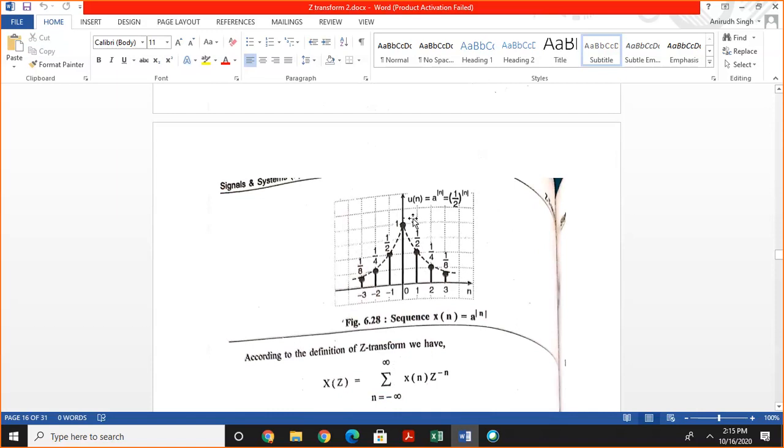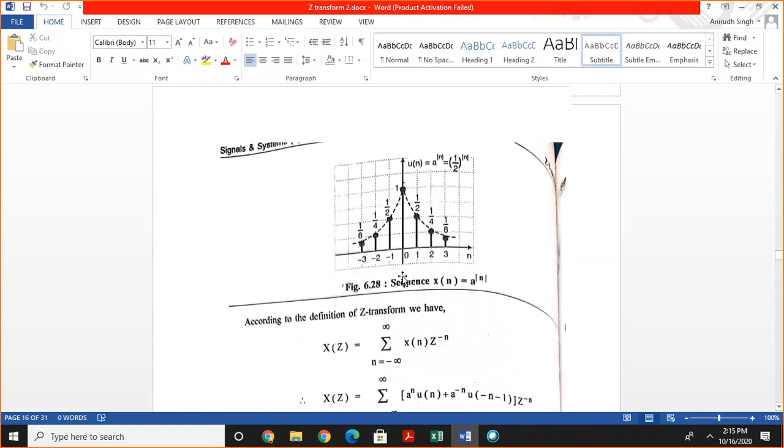And if we draw x of n, where the value of a is half, we get x of n given like this. When n is 1, the value of x of n is half. When n is 2, the value of x of n is 1/4. Similarly, for n equal to 3, we get 1/8. For negative values, we get the values of x of n, and this is the plot of x of n.